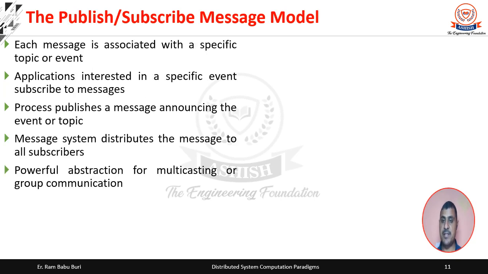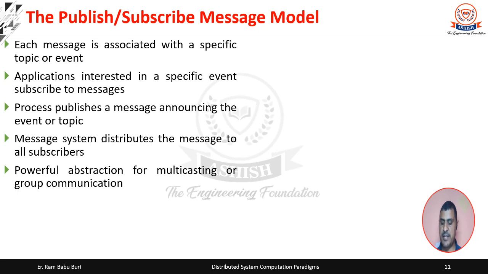Second is the publish subscribe message model. In this model, each message is associated with a specific topic or event. Applications that are interested in the occurrence of a specific event can subscribe to messages for that event. When the awaited event occurs, a process publishes a message announcing the event or topic. The message system then distributes the message to all of its subscribers.